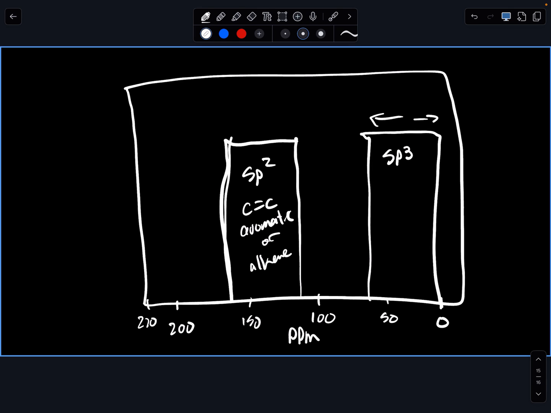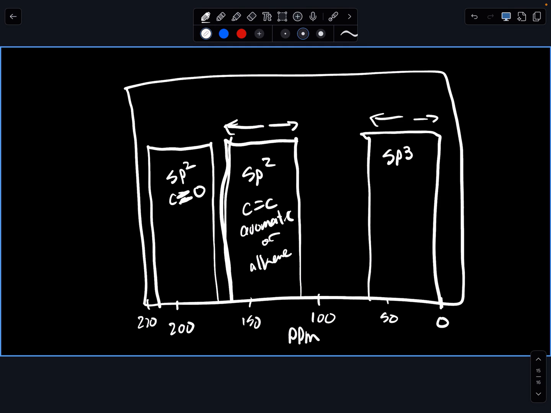And again, they're more on the left if there are electronegative atoms, and they're more to the right if they are not near electronegative atoms. And then up here in this range is where you find sp2 C double bond O carbons. And it's actually split in half, where those ones are aldehydes and ketones.